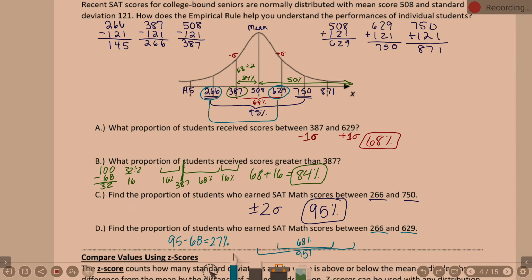We got 68% from 387 to 629, yes? Then out here from 266 to 750, we have 95%. 95 minus 68 is going to be 27%. Where is that 27% going to be split? On each side. And so what is 27 divided by 2? 13.5. So what goes in each of those pieces? 13.5. Are we seeing that? Because earlier, Katie, and I know she's not the only one, she just took the fact that there was 16% on that left end and broke it into 2 equal pieces. But it's not equal pieces because these pieces are getting shorter and shorter and shorter. Okay? So, here.